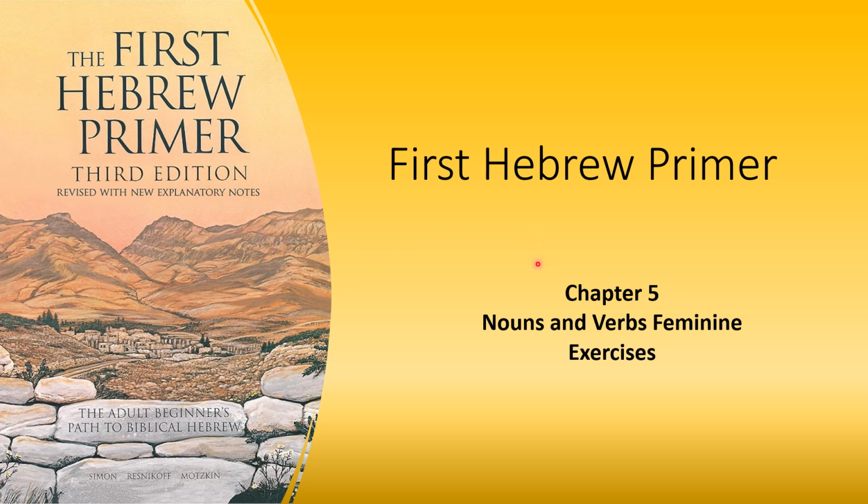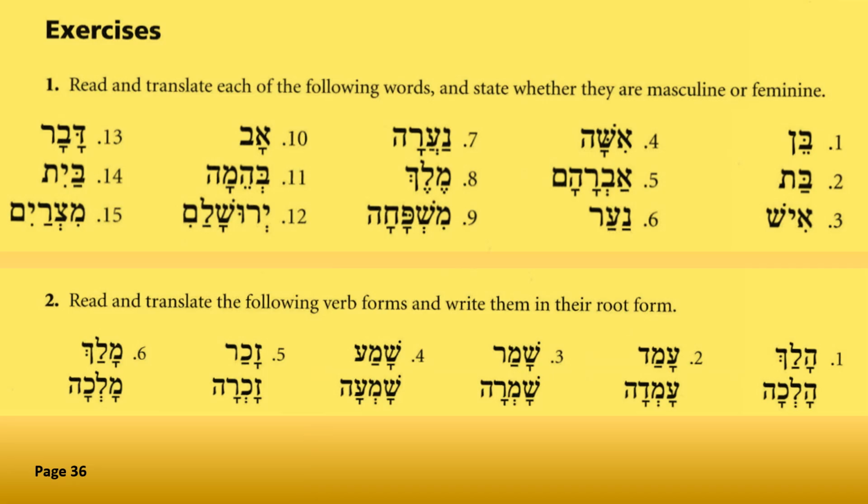But again, we are in Chapter 5, Nouns and Verbs Feminine, taking a look at the exercises. In Chapter 5, we will begin some new exercises that you haven't seen before and that you will see many times from this point on. We'll get to that towards the end of the exercises. Right now, just the basics.